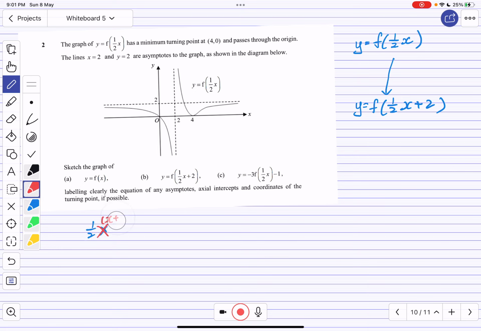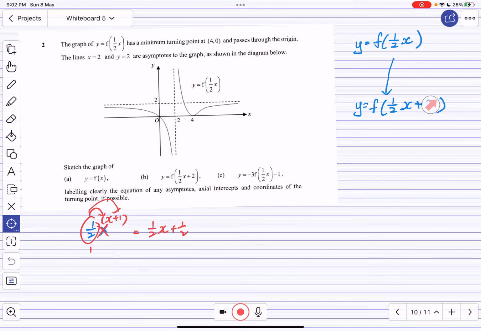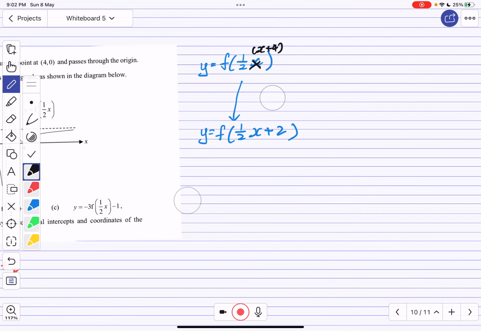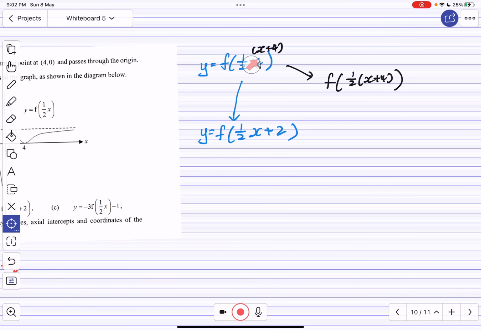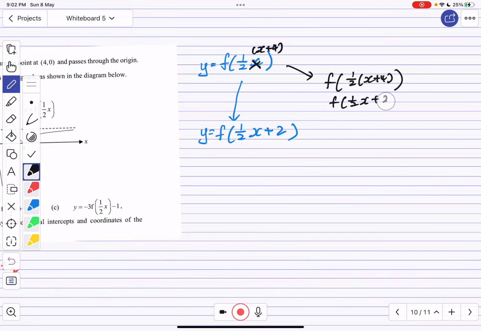So if I were to replace, for example, x with x plus 1, what I'm going to get is half x plus half, which may not turn out to be so ideal. So you can see that the half here does affect how you're going to get the next constant. So in fact, what I'm going to do is to replace x with x plus 4. And you can see that this will give me, in fact, f of half. Now remember, we're replacing x, right? So that puts a bracket around this x. X becomes this. This becomes f of half x plus 2.